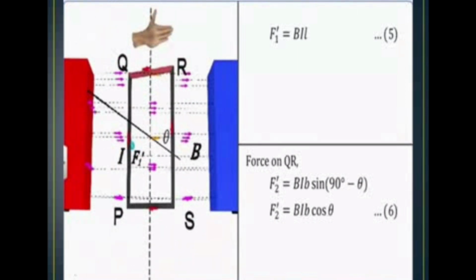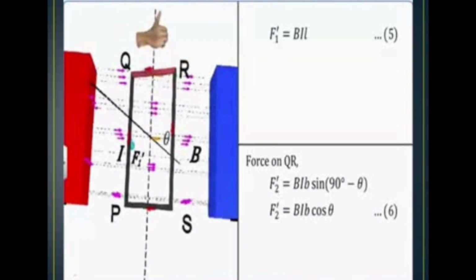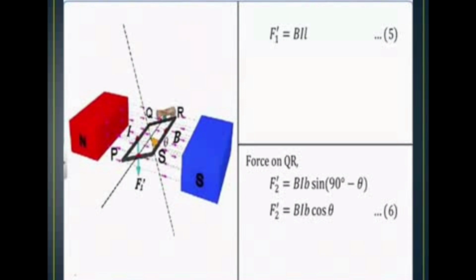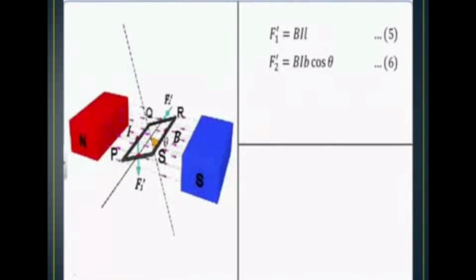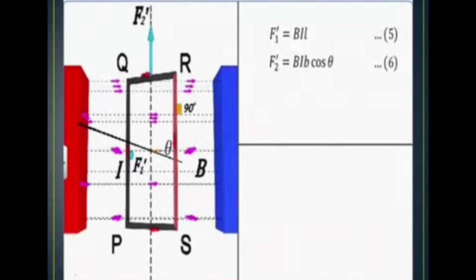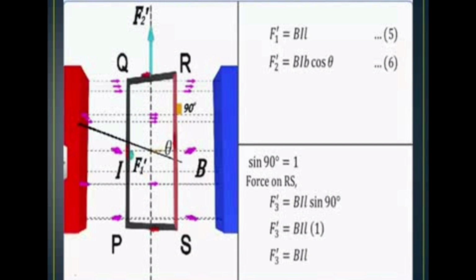That is the QR side. See that using the right hand thumb rule: the extended thumb indicates the direction, and the fingers indicate the current flow in the coil. Already we know the right hand thumb rule. So F2 dash equal to BIb cos theta. Initially we put 0 there because QR was parallel. Now it is not parallel, it has an angle theta. Now we are going to see the other side, that is RS. RS is at 90 degrees, no problem, so sin 90 equals 1. So F3 dash again you will get BIL.